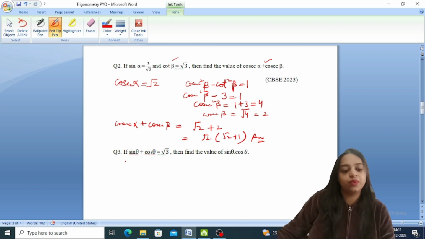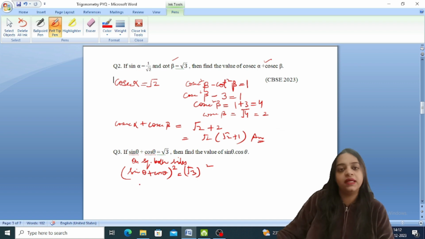It's question number 3 is, if sine theta plus cos theta equal to root 3, then find the value of sine theta into cos theta. So I am starting this question with the given, and I am doing squaring on both the sides. So on squaring both sides, it is sine theta plus cos theta whole square, and this is root 3 square.